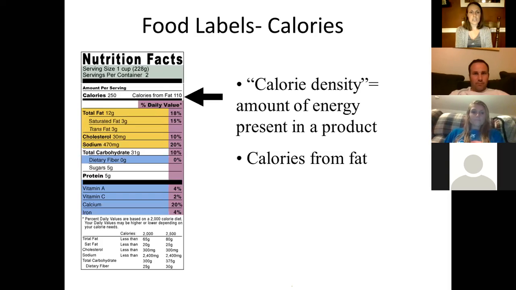And the next thing we usually look at are the calories. Calories are just the amount of energy that we get from a food. If we don't burn that energy, we put it on as fat, and if we are exercising, then we're going to burn it off. Our food label also gives us the calories from fat, and that's going to be right here at the top.